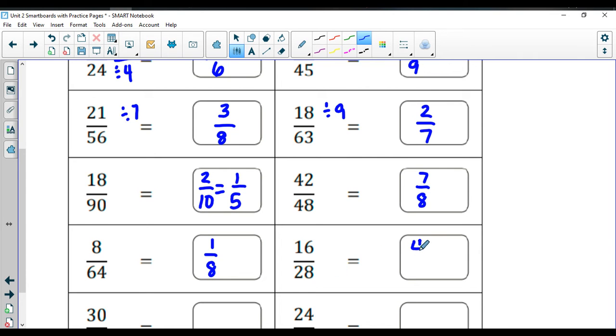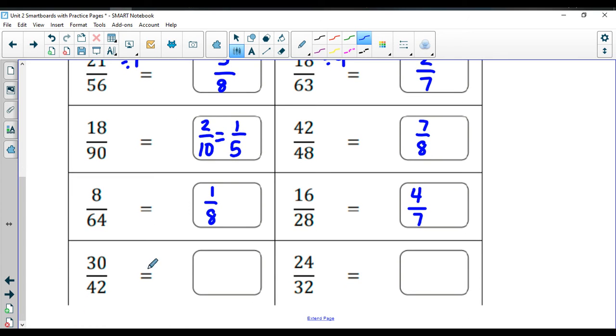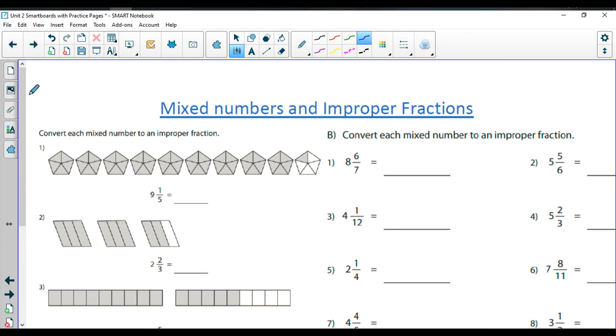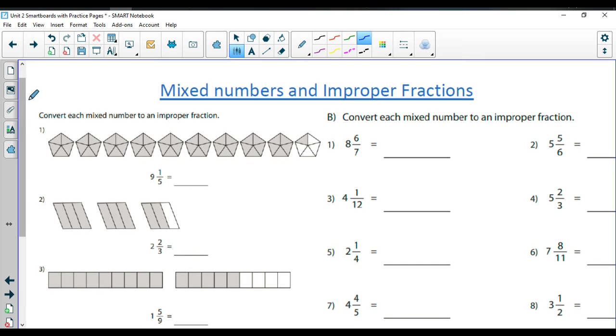16/28, divisible by 4, so you get 4/7. 30/42 are both divisible by 6, giving you 5/7. And 24/32, you can divide them both by 8, which would give you 3/8. Biggest thing to remember, if you're dividing the numerator by something, you have to divide the denominator by it as well.